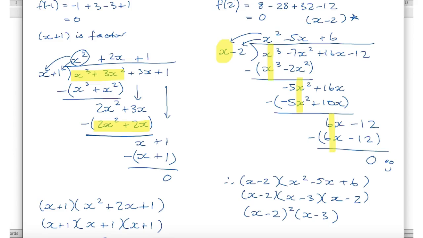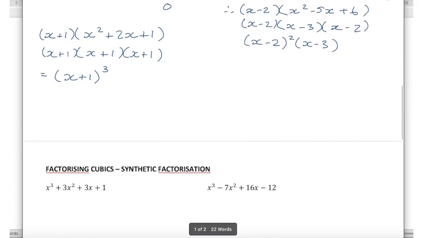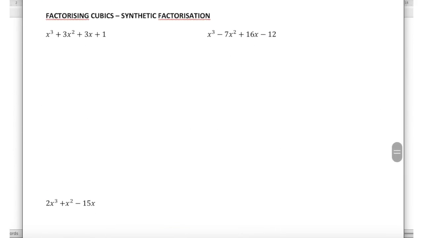If we don't want to use inspection, which is very logical, and we don't like the long division, there is another very quick way to look at this, and it's called synthetic factorisation. I call it the shortcut factorisation. How do we factorise a cubic? Basically it's just a process that we can use that works really nicely. But first we need to know a factor.